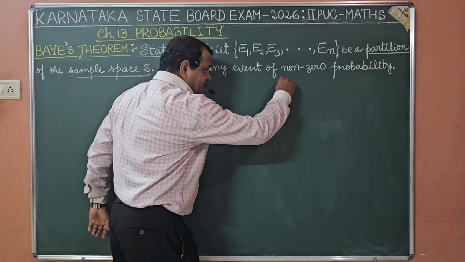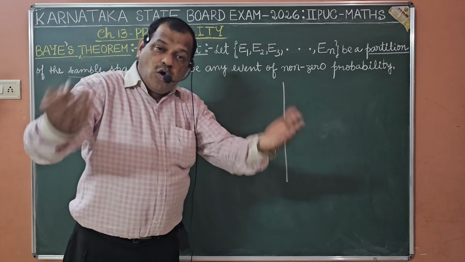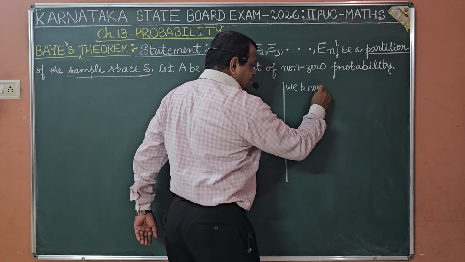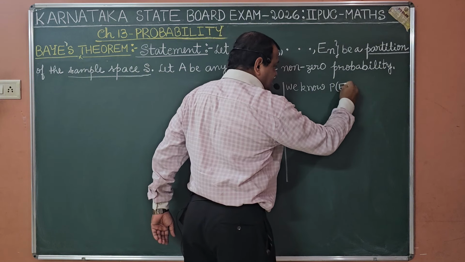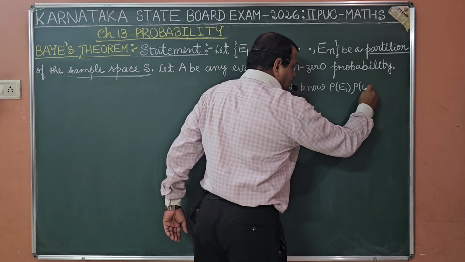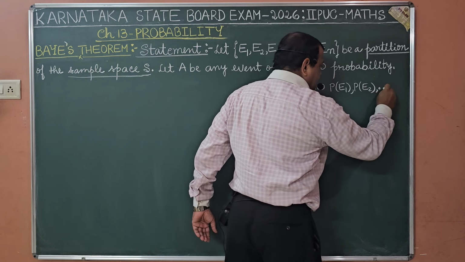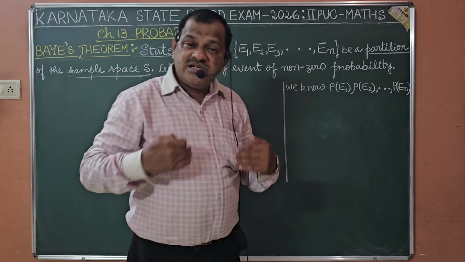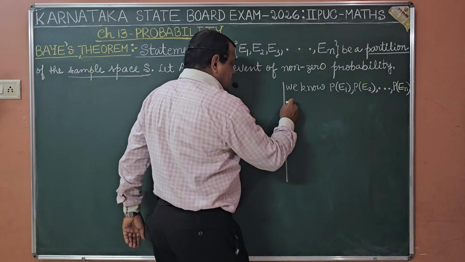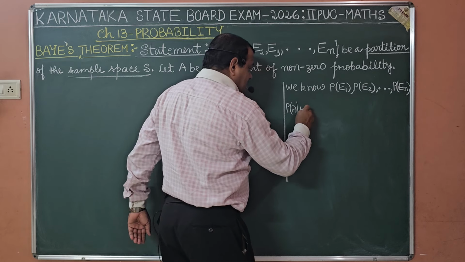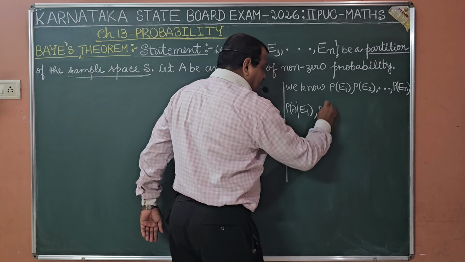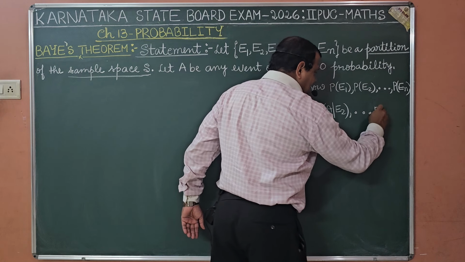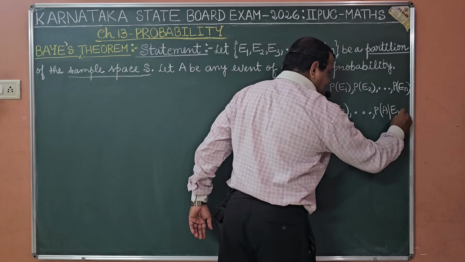In the rough work side I write what we already know and what we are going to find. We already know P of E1, the probability of occurrence of E1, probability of occurrence of E2, and so on, probability of occurrence of event En. We know these probabilities. Not only that, we know probability of A given E1, probability of A given E2, and so on, finally probability of A given En.